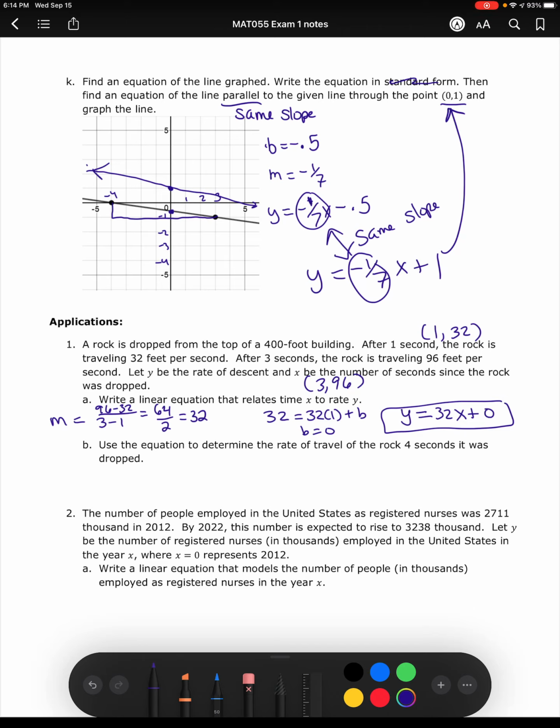Use the equation to determine the rate of travel of the rock 4 seconds. I think this is supposed to say after it was dropped. So we just want to plug in 4. Looks like it's 128. And that's in feet per second.